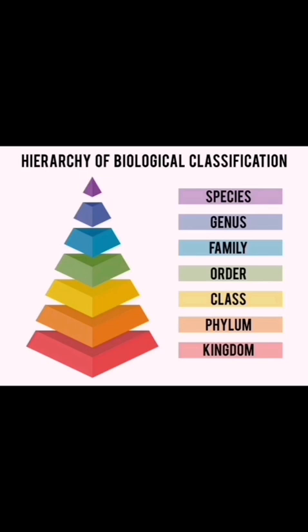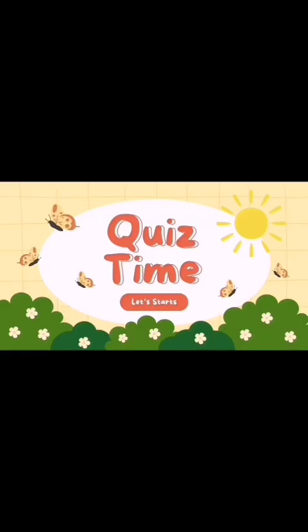Remember that humans fall under the kingdom Animalia. Our phylum is called Chordata, class is Mammalia, and then order is Primates. Our family, we fall under the Hominidae family. Our genus is Homo, and our species is called sapiens. So for now, we are going to do a quiz.